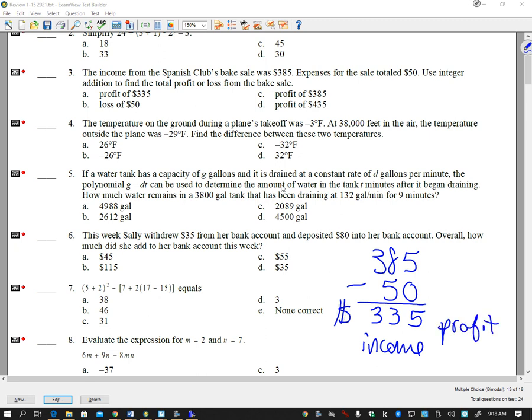Okay, 335 profit, but we're showing our work, correct? Okay, it is not worth anything without the work. I don't care if you do it in your calculator, do it in your head. If it's not on paper, it doesn't count. We understand each other. Okay, that was 3. 4, let's clear this up. 4.